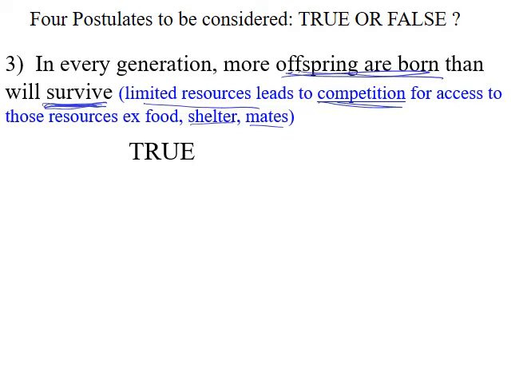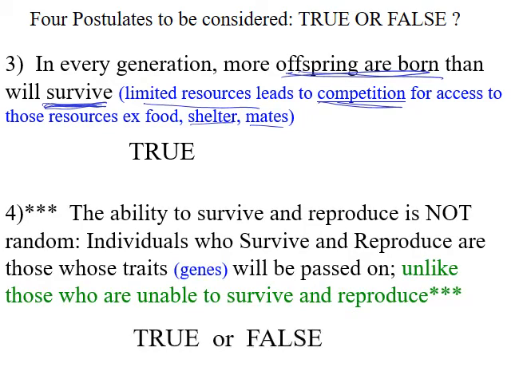And finally, the last one. The ability to survive and reproduce is not random. Individuals who survive and reproduce are those whose traits, their inherent abilities, whether physical or intellectual or however you want to think of it, will be passed on, unlike those who are unable to survive and reproduce. So individuals who can both survive and reproduce are those whose genes are passed on. Does that seem like a true or false statement?